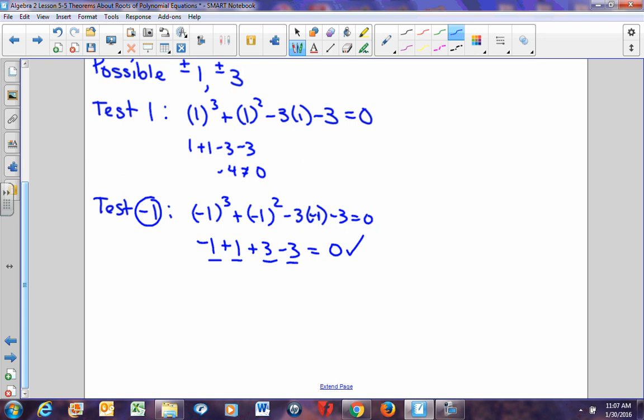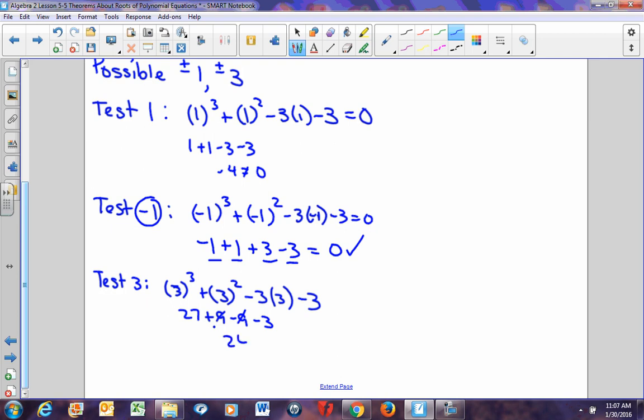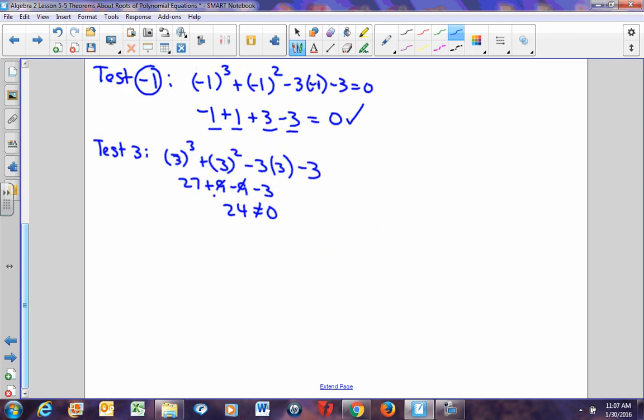Let's test 3. So we're going to have 3^3 + 3^2 - 3 times 3 - 3. I can just look at that and tell you that's not going to equal 0. Because if I do all that, that's going to be 27 + 9 - 9 - 3. These two cancel out. 27 - 3 is 24. 24 does not equal 0. So that's not a root.